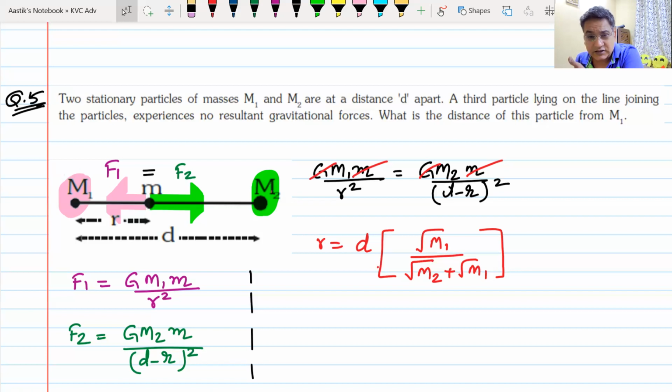Exactly the same question, and the answer is also there. What have you done in the previous class? The distance d from the mass m1 is given by this formula. Same question, still can't do it. It's such a difficult question.